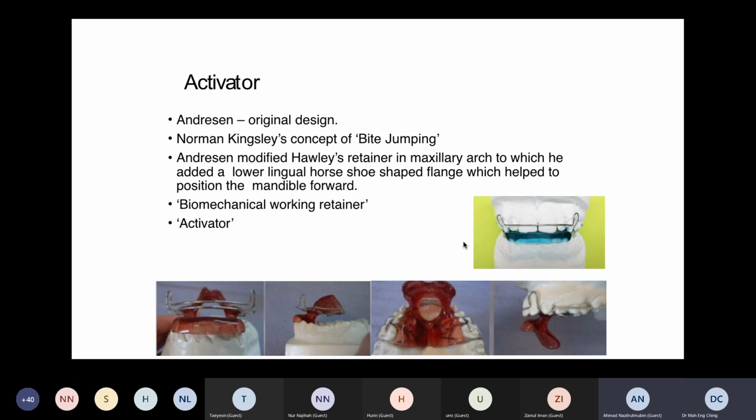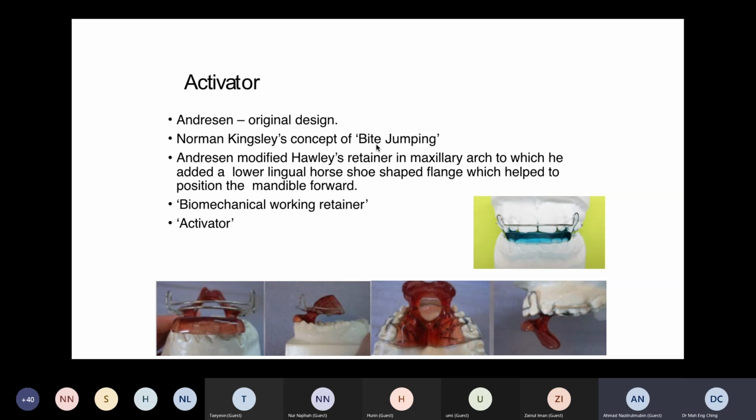So the first myofunctional appliance we're going to talk about is the activator. This one is considered the oldest activator or myofunctional appliance. It was started by Anderson, it's the original design. So they have a bite jumping. The concept is bite jumping. It means they'll bring the lower jaw forward, jumping the bite.